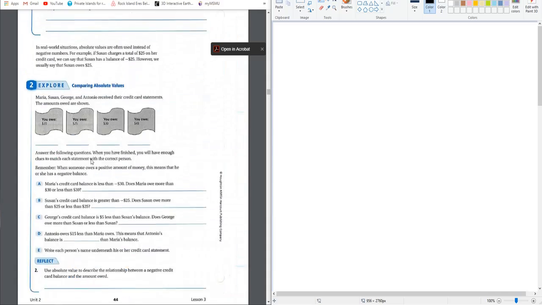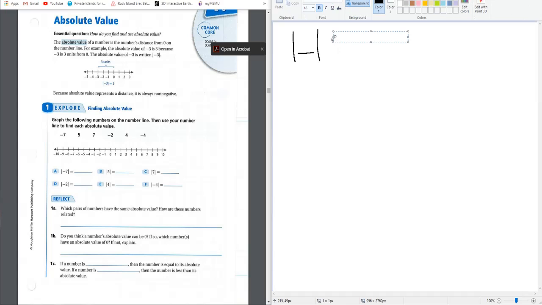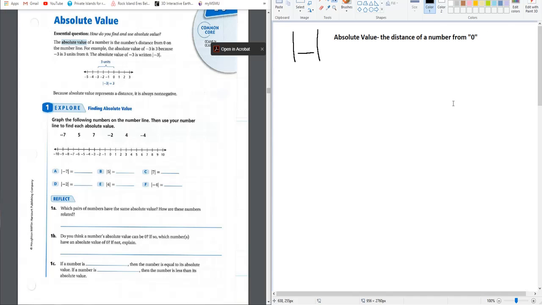So right here, we're going to talk about absolute value. Very quickly, absolute value is this symbol. So whenever you see a number inside of this, that's asking for absolute value. Now the absolute value is the distance of a number from 0. So all you need to do is you take that number, how far is it from 0, either on the positive side or the negative side, and that's the absolute value.